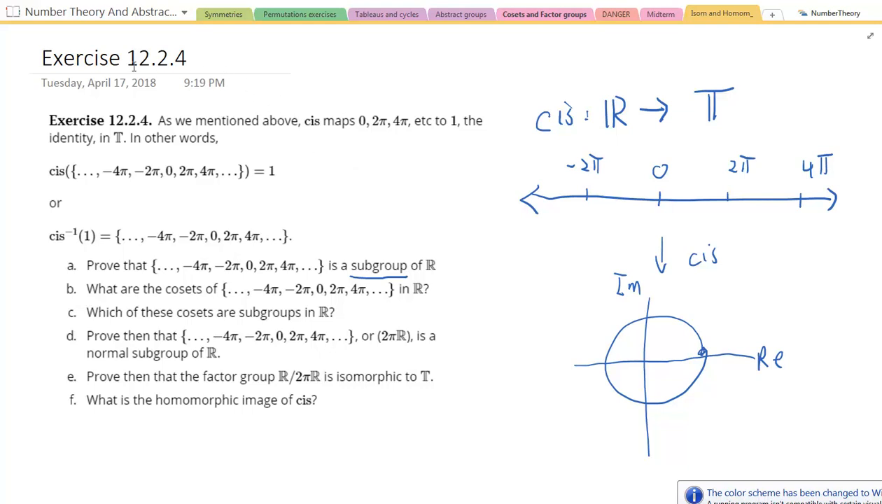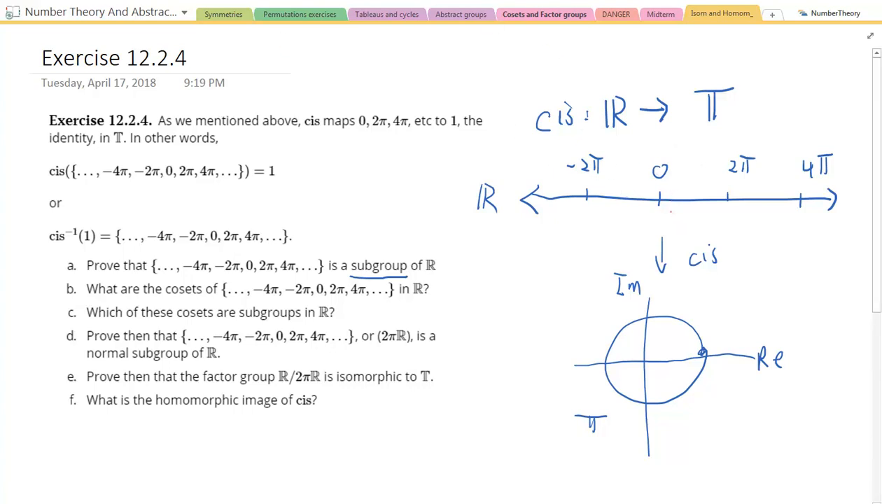Okay, let me say something about exercise 12-4. 12-4 talks about the map cis. Cis maps R to the unit circle in the complex plane. So here I drew the number line R. This is basically just the number line R, and then this is T in the complex plane. Now what cis does is it wraps R around T.